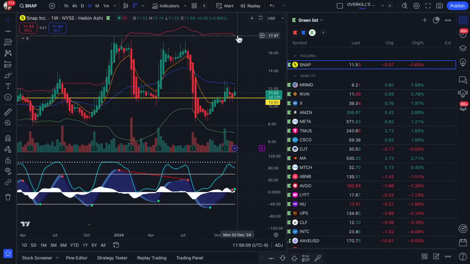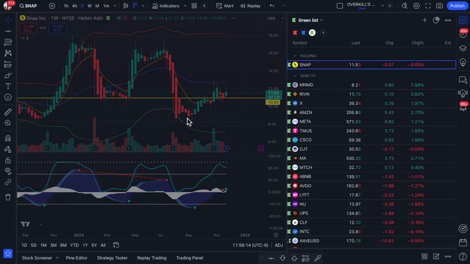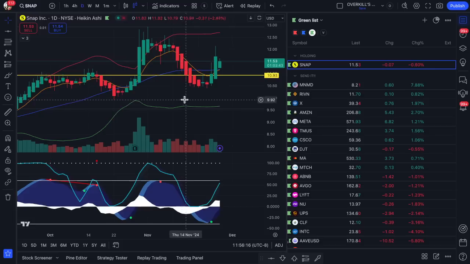Okay, I do think we can come back up here to the $16 to $18 range on Snapchat for sure. Okay, and I think 1090 is a solid stop loss. Okay, if that breaks, we'll get a red dot and we'll just enter again on the green dot. I like Snapchat as a company.